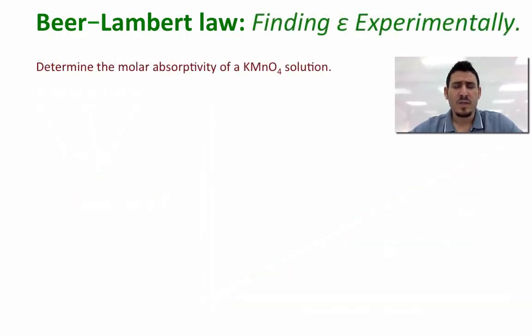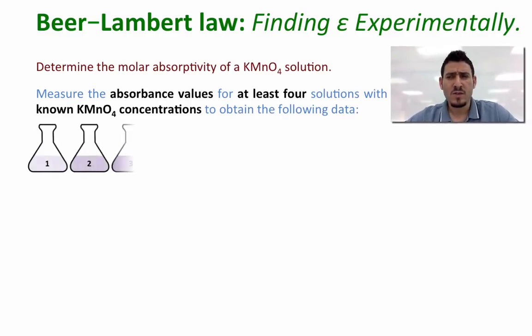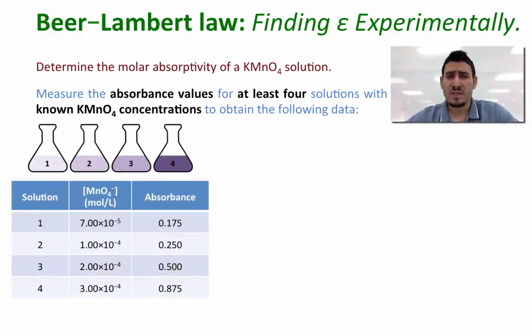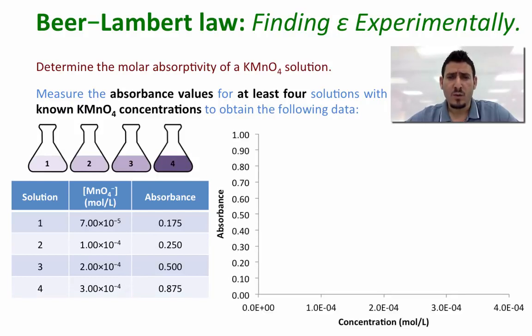Let's say we need to determine the molar absorptivity of a KMnO4 solution. So we will start by measuring the absorbance values of at least 4 solutions with known KMnO4 concentrations to obtain the following data. So here we have the concentration and the absorbance. As you can see from the data in the table, when the concentration increases, the absorbance will increase as well. Now, on a graph, we can plot these points, the absorbance versus the concentration.